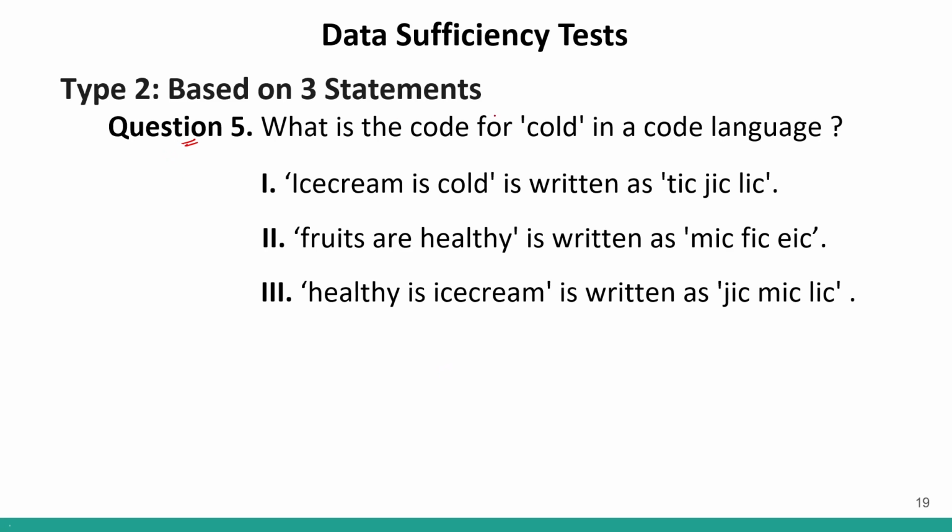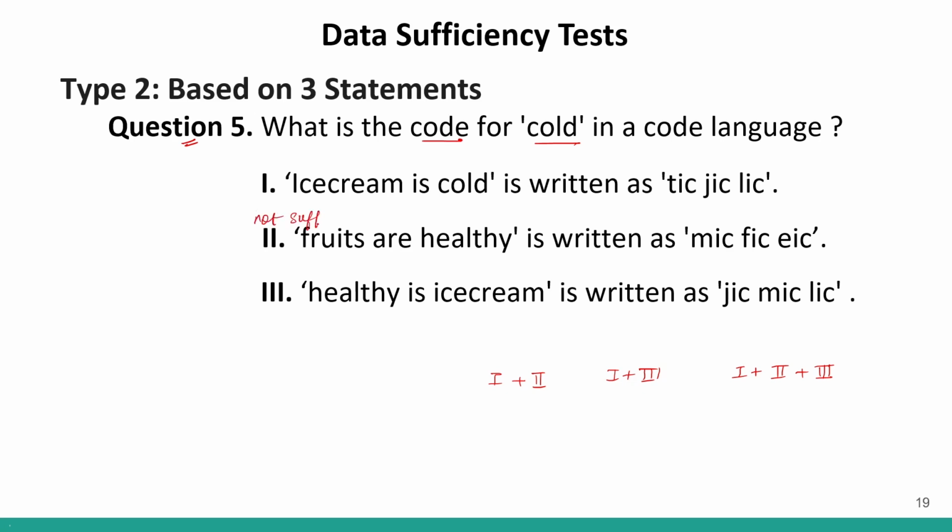Question number 5, we have to find the code for cold in the language. So again, the same concepts that we did in coding and decoding. I can see cold in just statement number 1. So I can clearly say that statement number 1 will be in combination with statement 2, or it will be in combination with statement 3, or it will be all together. Correct?